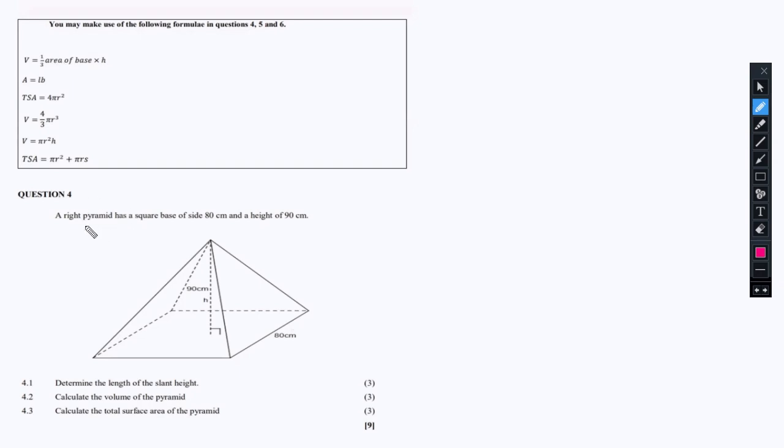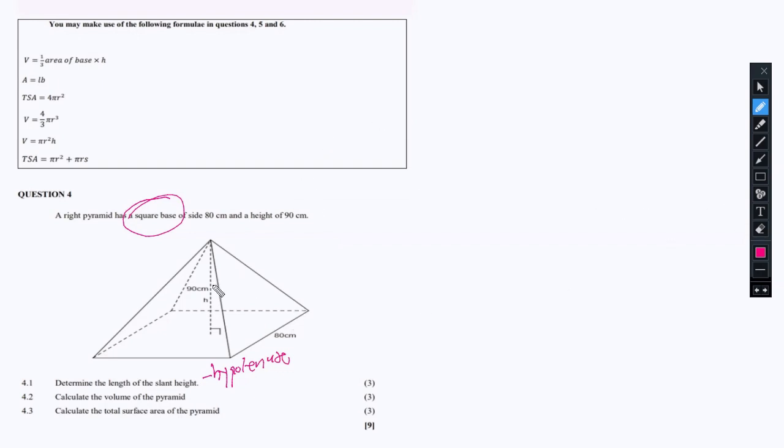Then this is our question 4. It says the right pyramid has a square base of side 80 centimeters and a height of 90 centimeters. Right, so a square base. Again here, it's a what? A square base. Then 4.1, determine the length of the slant height. How do we determine the length of the slant height? We already know the slant height is your hypotenuse. So you use your Pythagoras theorem there.